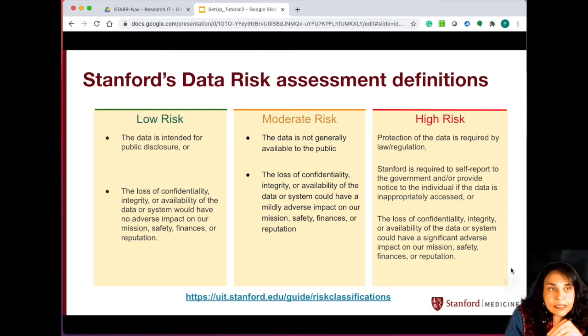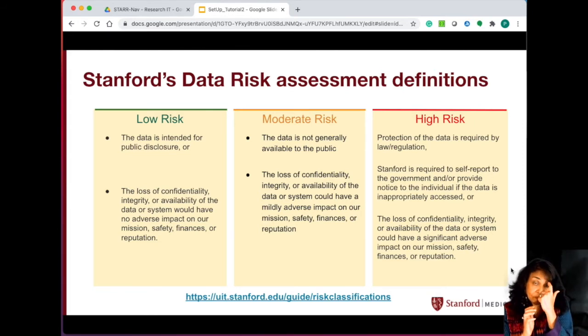Stanford defines as low risk any data that is intended for public disclosure, or data where the loss of confidentiality, integrity, or availability of this data would have no adverse impact on Stanford's mission, safety, finances, or reputation. Moderate risk data is data that's not generally available to the public, and the loss of confidentiality, integrity, or availability of this data could have a mild impact on Stanford's mission, safety, finances, or reputation.